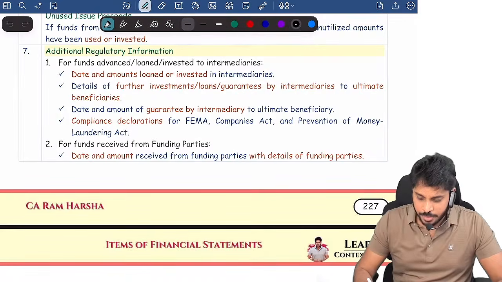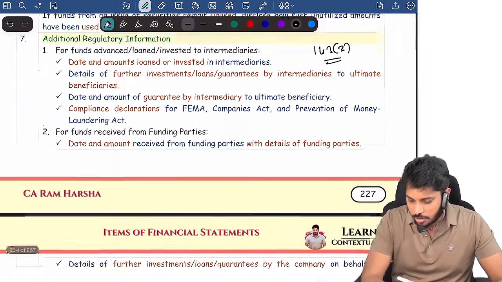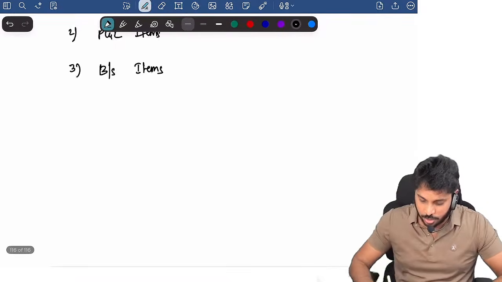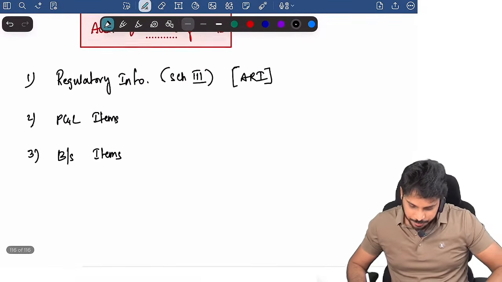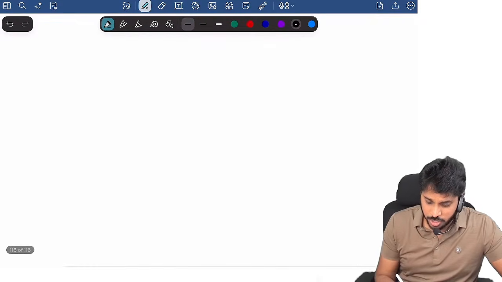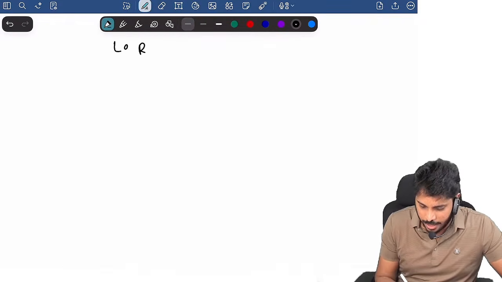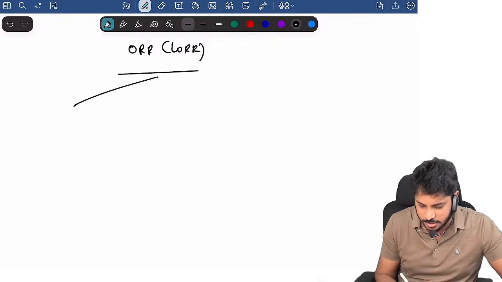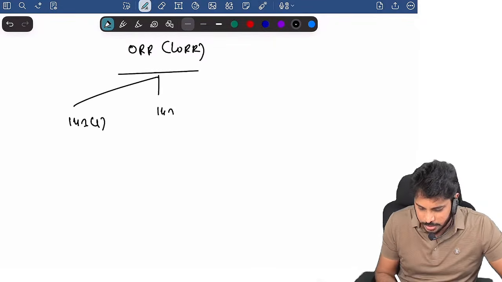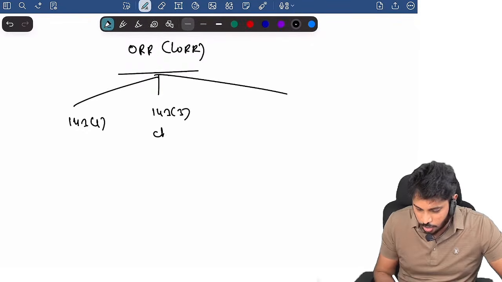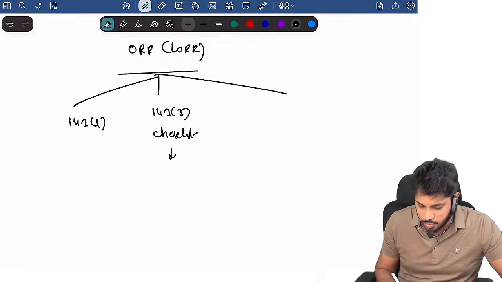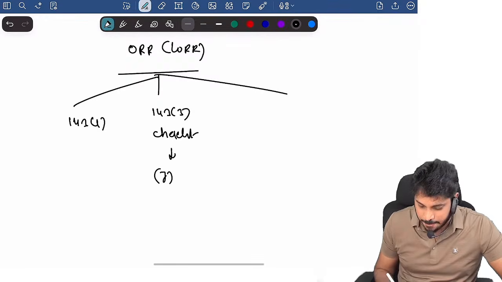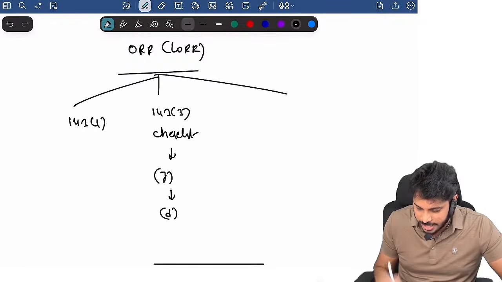If you remember, in the audit report, you have a topic called legal and regulatory requirement, or we also call it other reporting responsibility. Inside this, 143 subsection 16 enquiries, 143 subsection 3, these are all called checklist items. Inside this 143 subsection 3, clause J is there. Inside that, subclause D is there, right?